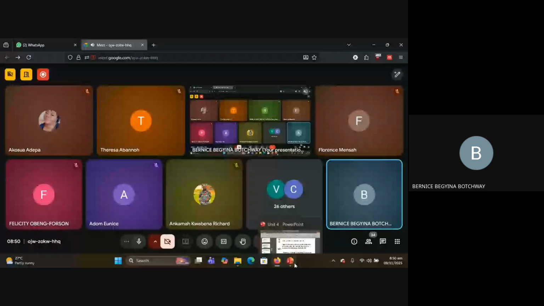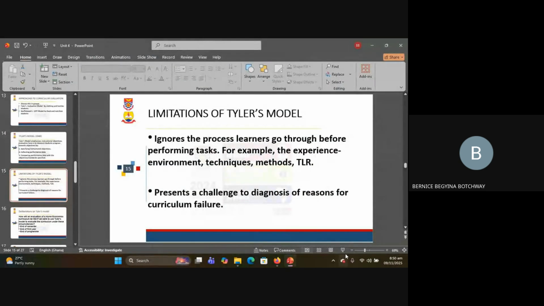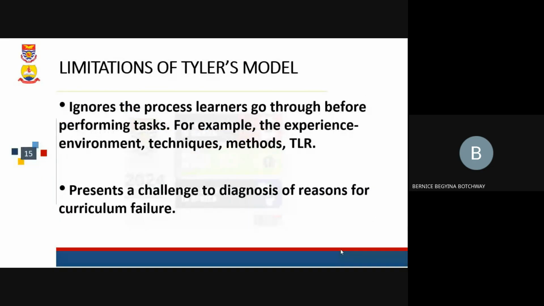Okay, so moving to a limitation of the Tyler model, it ignores the processes students go through. I'm not sharing my screen. Sorry about that. I thought I was sharing my screen. Please, can you see my screen now? Yes, please. Okay. So a limitation of the Tyler model is that it ignores the processes learners go through before performing a task.